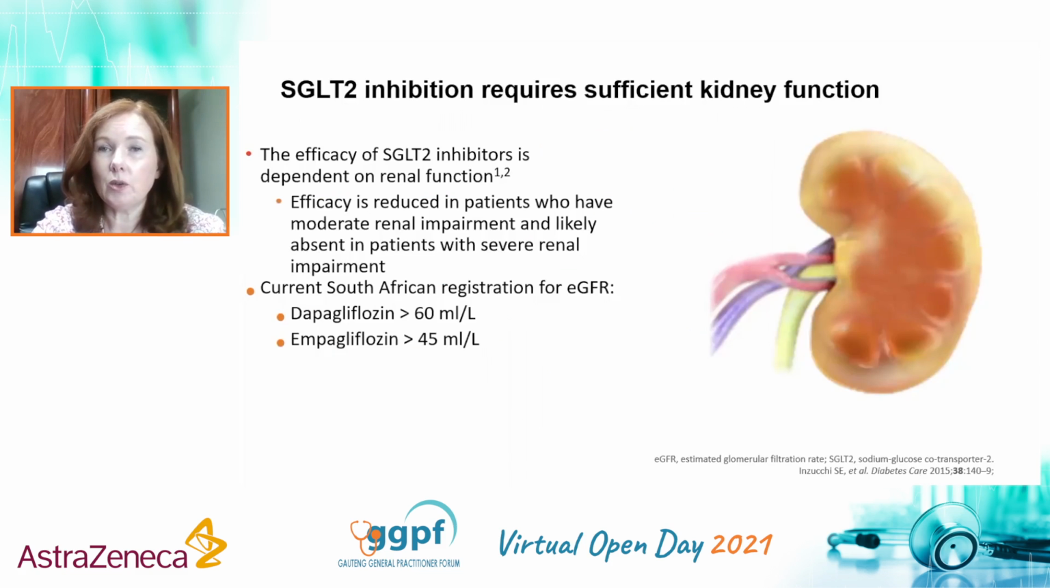At this stage, though, we know that for the glucose lowering property of the SGLT2 inhibitor, we do need sufficient kidney function. And at this stage in South Africa, dapagliflozin is registered to be used with a GFR of greater than 60 and empagliflozin for a GFR of greater than 45. It's not necessarily that it's going to be dangerous to the patient to use it at the lower GFR, but possibly less effective. And at this stage, that is our registration and what we recommend.